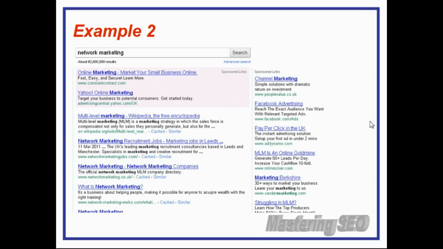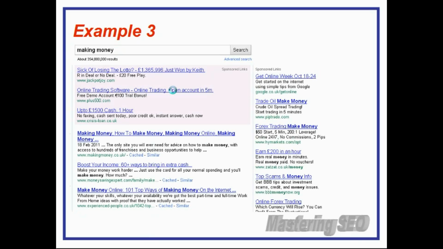Let's choose another one. Network marketing. Ignoring the sponsored listings here and that particular one there, network marketing, network marketing, network marketing. You see, they're all at the top there. Again, the search word term is in the domain name. And another one, example 3, making money. Again, ignoring the sponsored listings, #1, making money. Coincidence? Doubt it. Believe me, this is what you need to do.